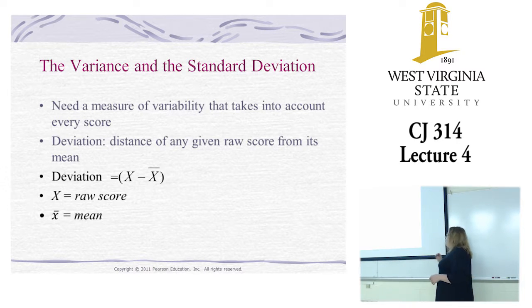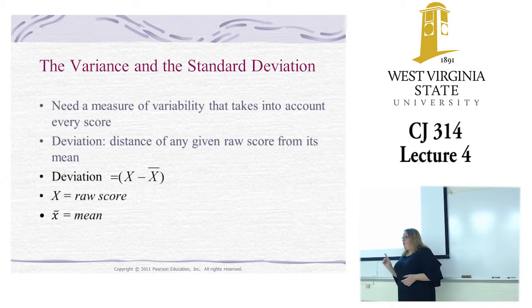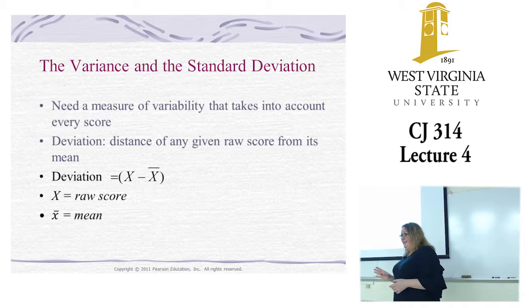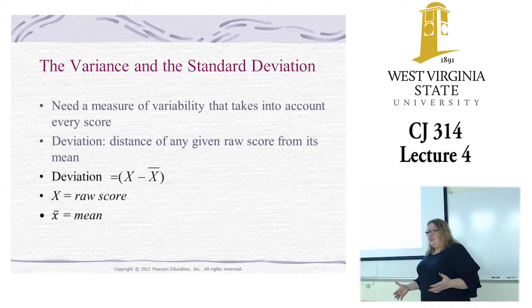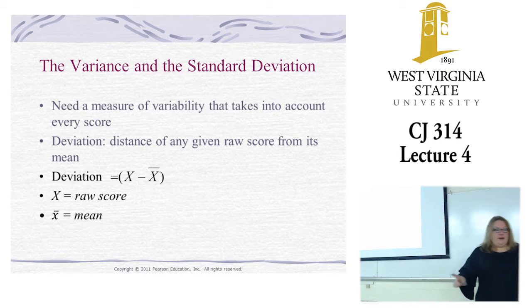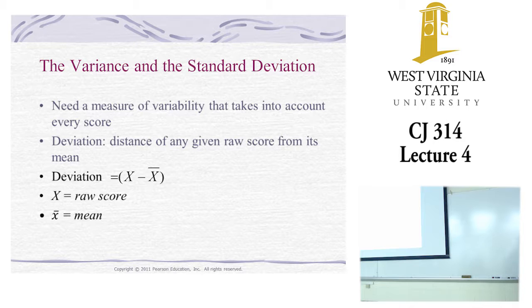Distance of any given raw score from the mean. So we're working with some letters here, nothing new. X, remember, is our raw scores. X bar is our mathematical average or our mean. So to find a deviation, raw score minus the mean. That's your deviation. We're going to build on deviation, but here's the basic building block. Here's your Lego base. Score minus mean.